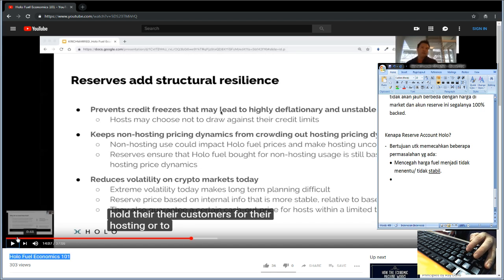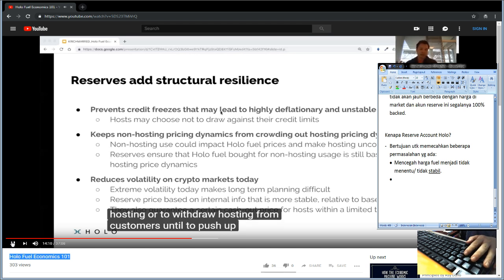To withdraw hosting from customers until we push up the price in a monopoly situation.